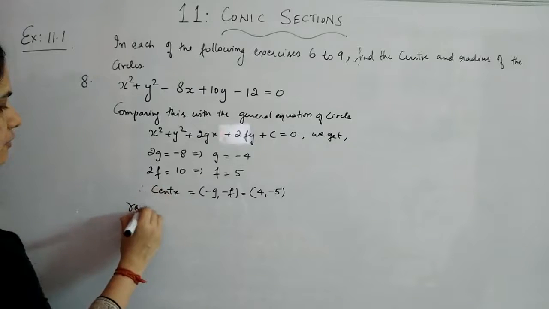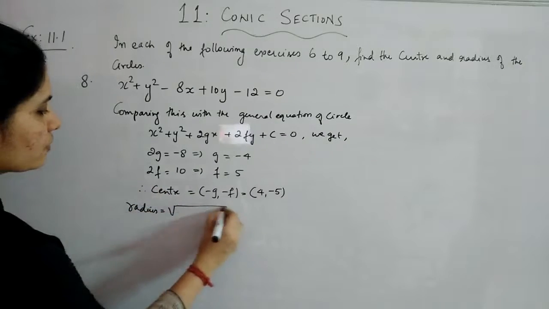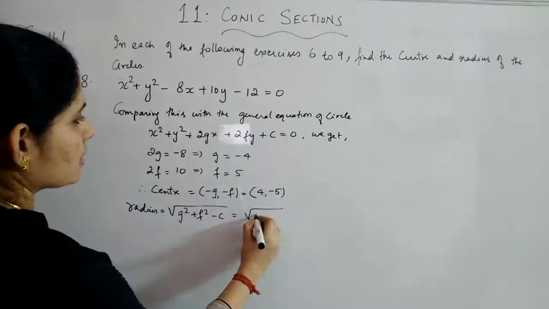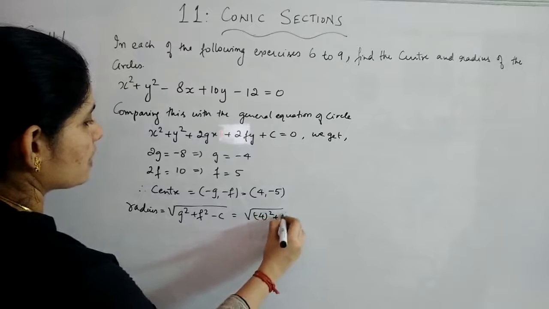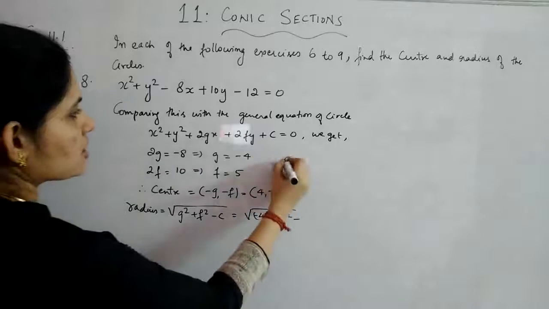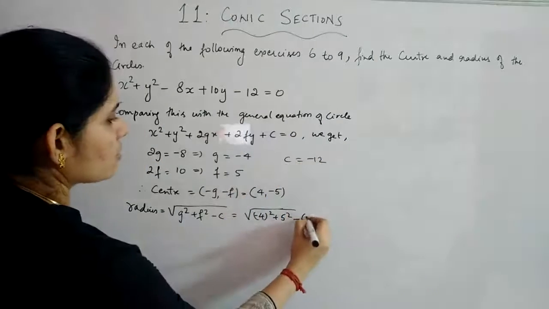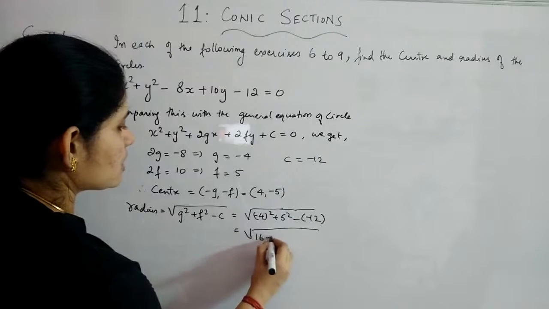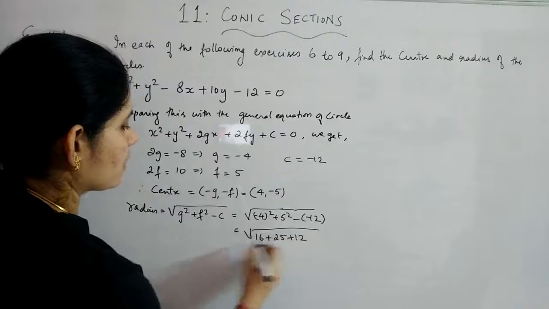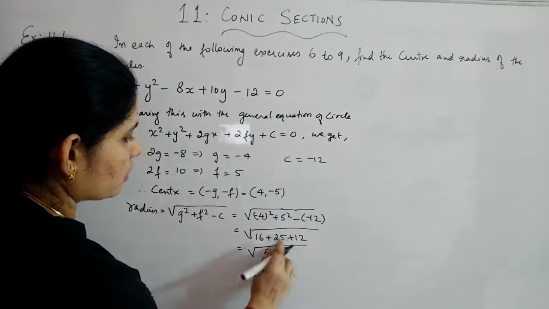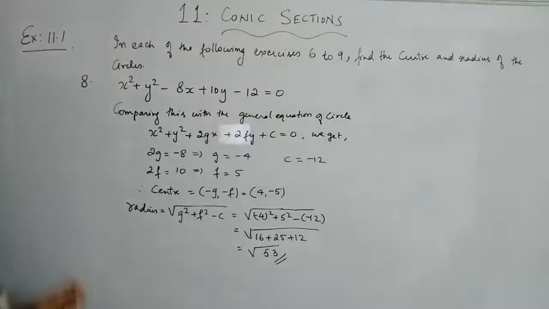Now for the radius, the formula is root of g square plus f square minus c. It will be minus 4 the whole square plus 5 square minus c. How much are you getting c as? Comparing, you will get minus 12. So minus of minus 12. So this is equal to root of 16 plus 25 plus 12. So you are getting it to be root of 53. So the radius is root 53 and center is 4 comma minus 5.